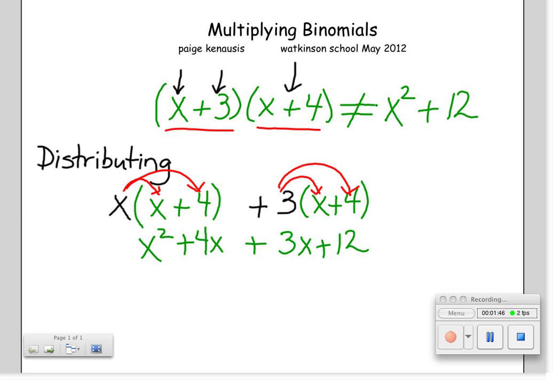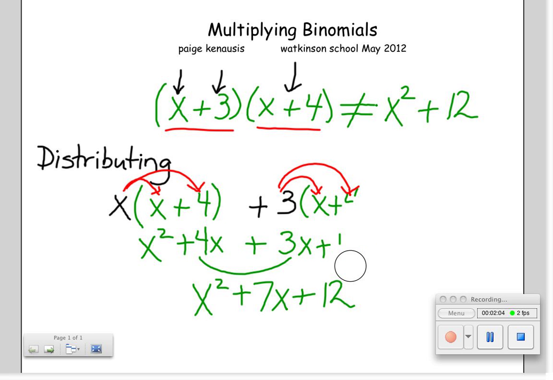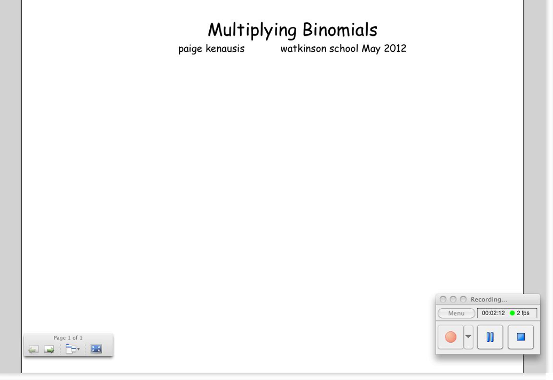Your last move is simply to combine like terms. In this case, it would be the 3x and the 4x. So your answer is x squared plus 7x plus 12. That's your first method. We're going to take a look at two more methods, and you can decide which one works the best for you. If you need to see that again, go ahead and press the rewind button.